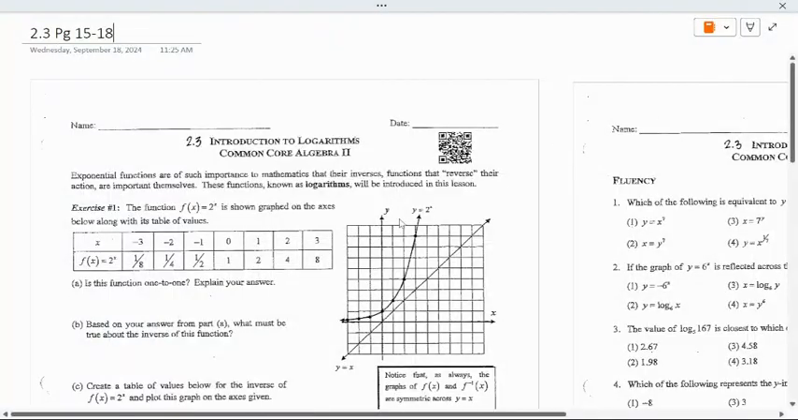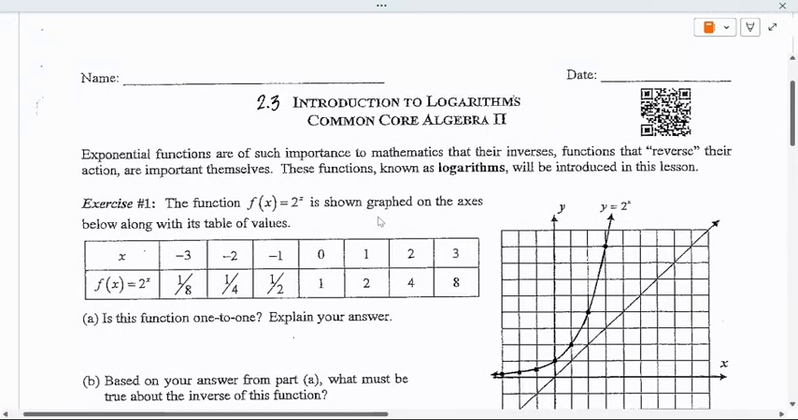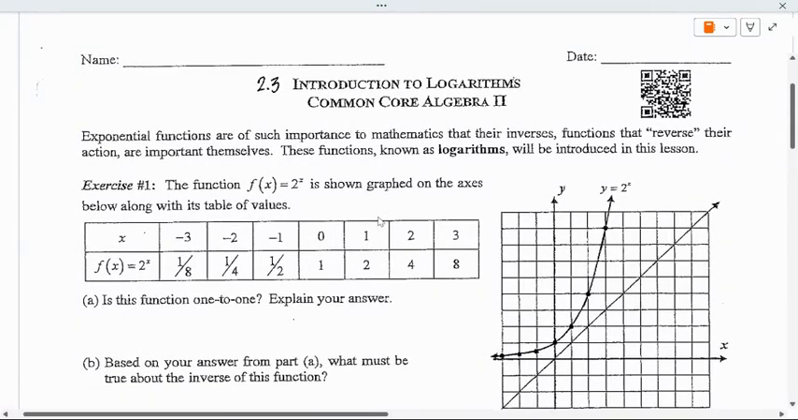Okay. So this is lesson 2.3. It's 2 pages, and we're just going to talk about the idea of a logarithm. So exponential functions are of such importance to mathematics that their inverse function, the reverse, remember, are important themselves. These functions are known as logarithms, and we're going to talk about them in this lesson.